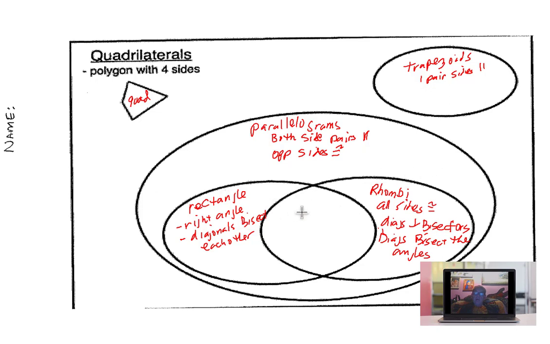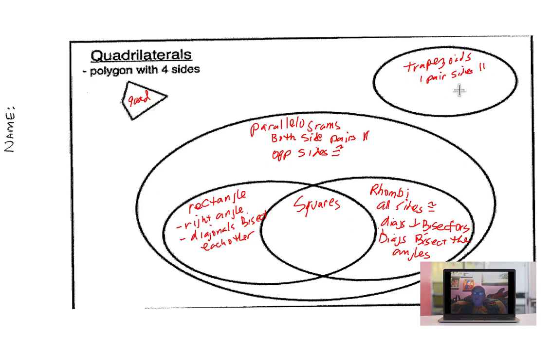And then the overlap of the rectangles and the rhombuses we call the squares. So the squares are rectangles. They have a right angle, and the diagonals bisect each other. They're also rhombuses because all sides are congruent, and the diagonals are perpendicular bisectors, and also the diagonals bisect the angles.